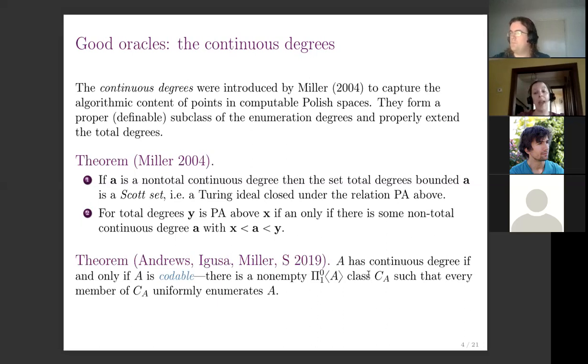We show that A has continuous degree if and only if it is codable, which means that there's a non-empty Π01 relative to A class, and I'll call this CA. Remember, CA is a codable class or coding class, such that every member of CA uniformly enumerates A. So there's one procedure that, when you plug in as an oracle any member of this class, you get an enumeration of A.